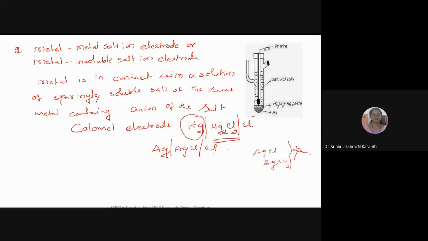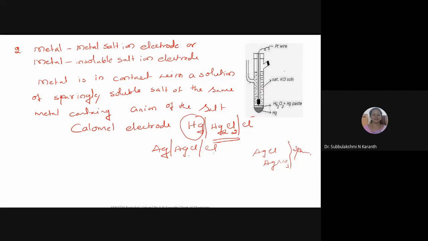Some precipitate is present in that mixture or electrolyte, and that type of electrode is called a metal salt ion electrode, that is, a metal insoluble salt ion electrode. Here a metal is in contact with a sparingly soluble salt of the same metal, dipped in a solution containing the anion of the salt. Here mercury is placed at the bottom, in contact with sparingly soluble mercurous chloride, which in turn is covered with the electrolyte KCl.